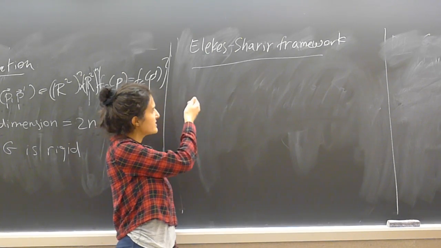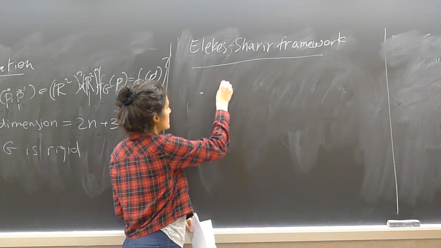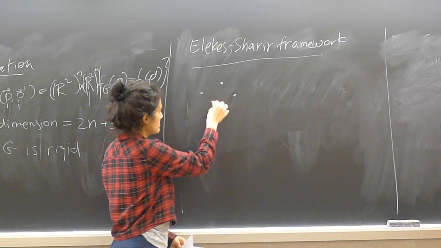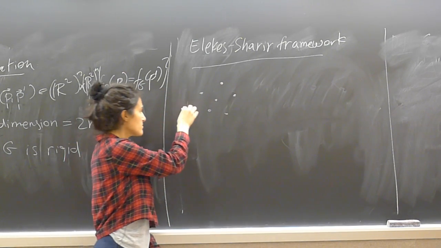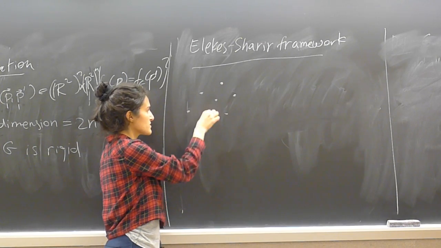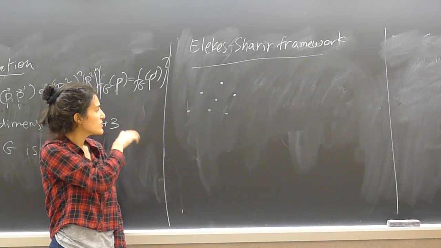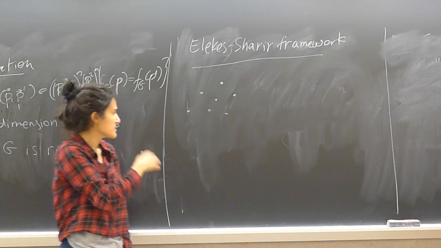So one of the ideas that appeared in the paper was the following. The problem of Erdős asked about n points in the plane, and you look at distances between pairs of points, and you want to have the fewest distinct distances possible.